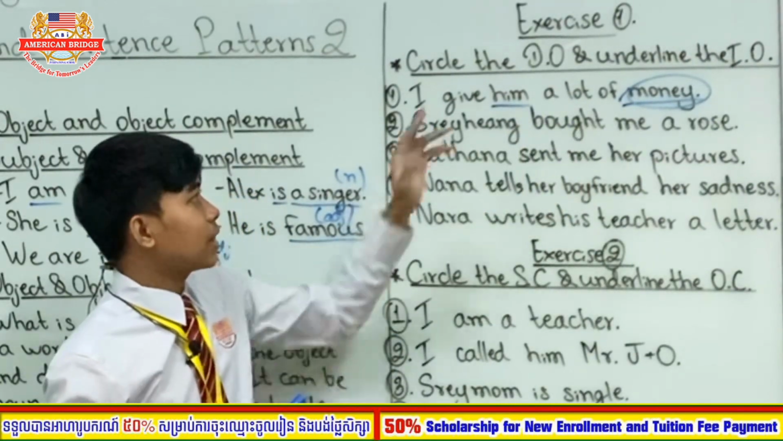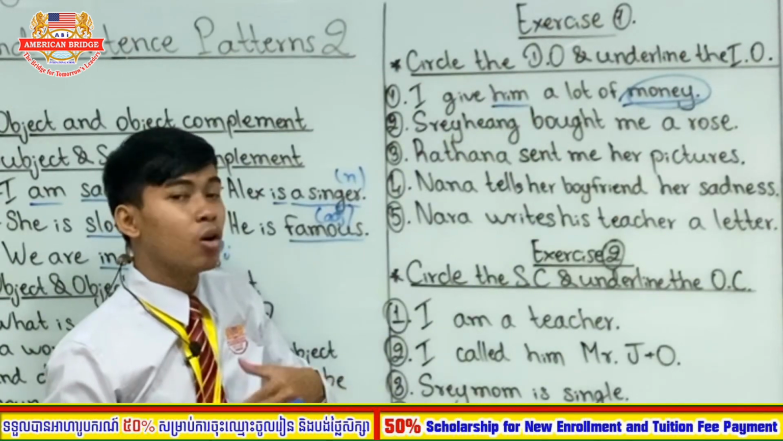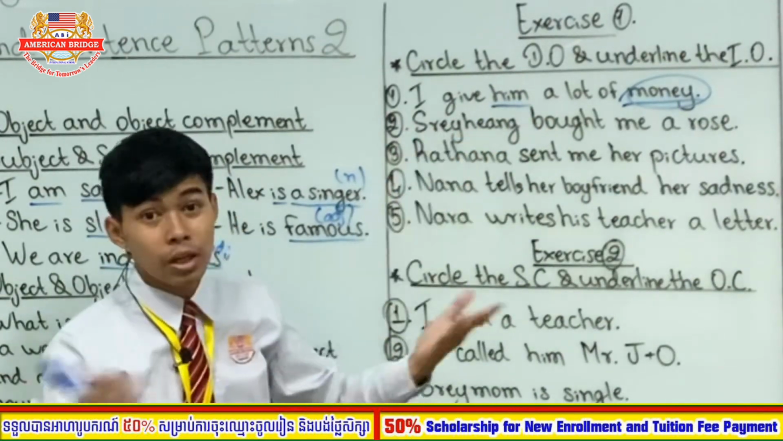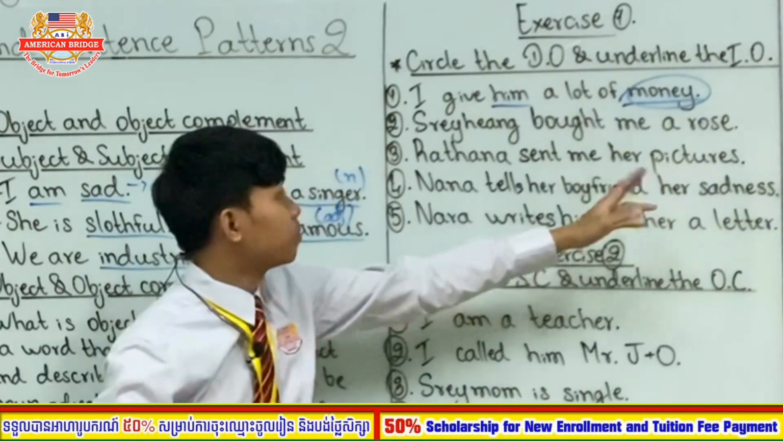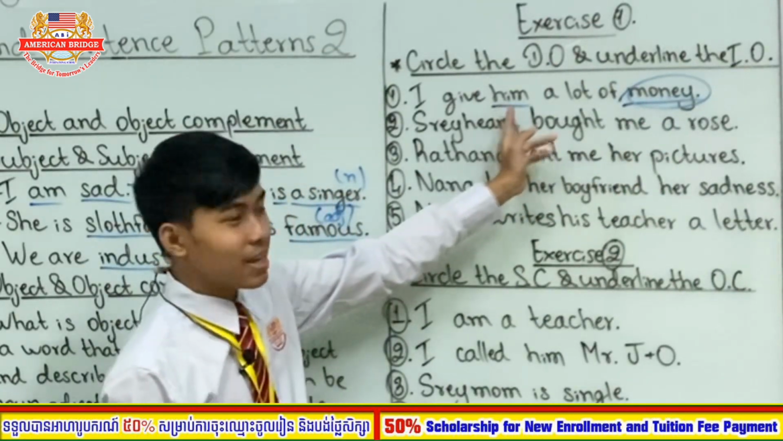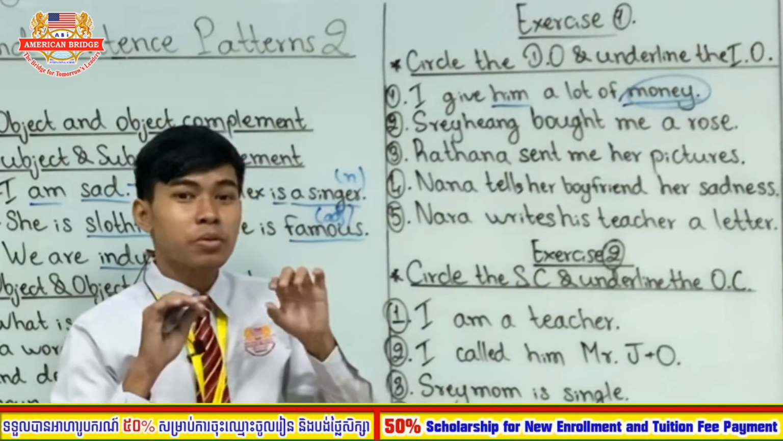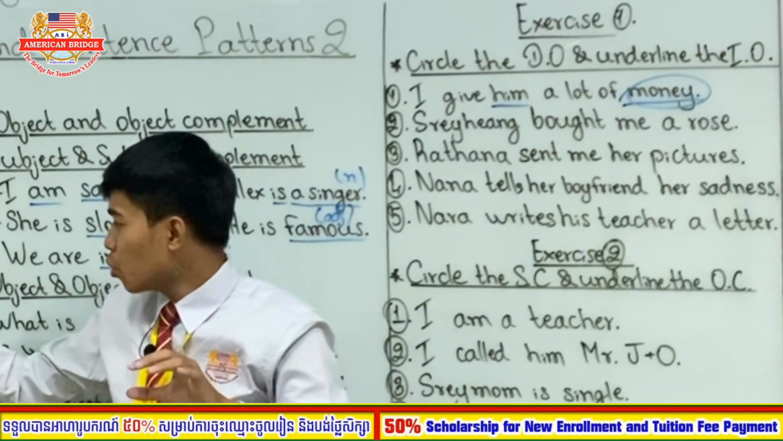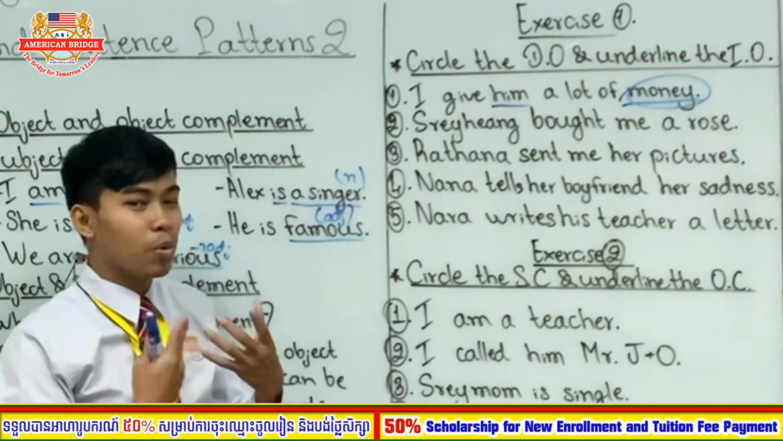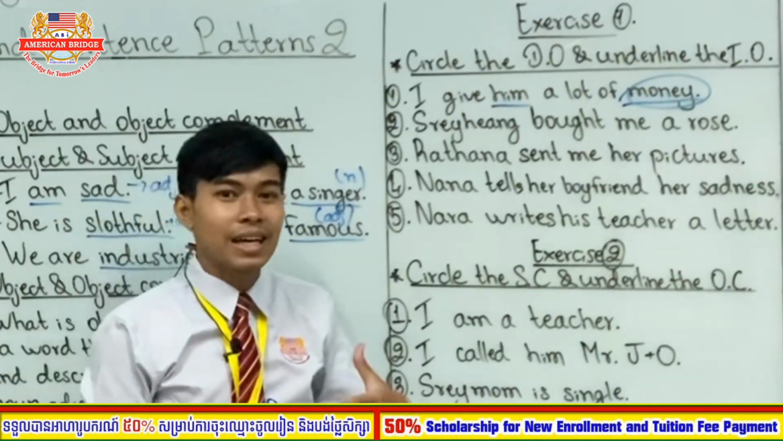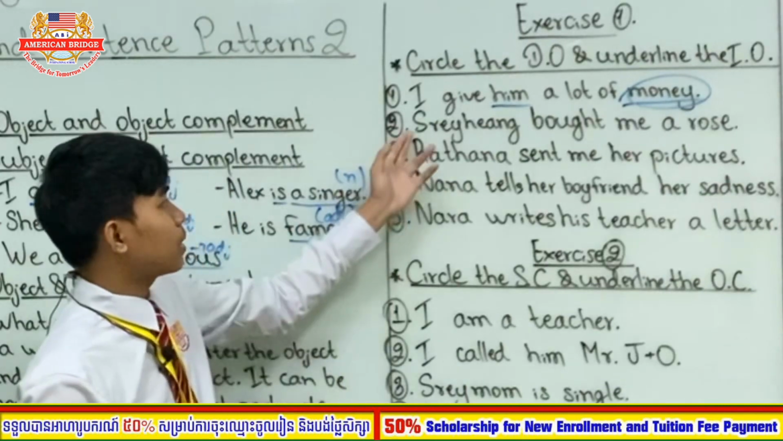Because direct object, it answers the question whom or what. I give what? Give money. So money is direct object. To whom? To him. So him here is an indirect object, right? So if you remember, it answers whom or what, it answers to whom or for whom, you will know what is direct object and what is indirect object. Okay, so let's look at number 2.